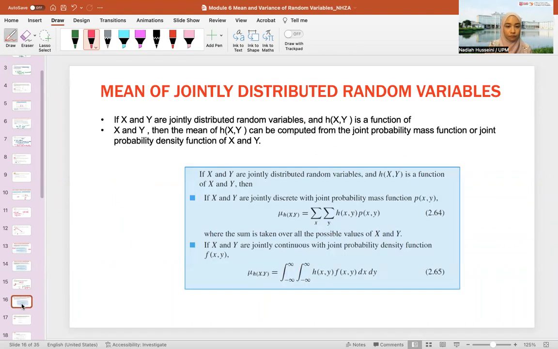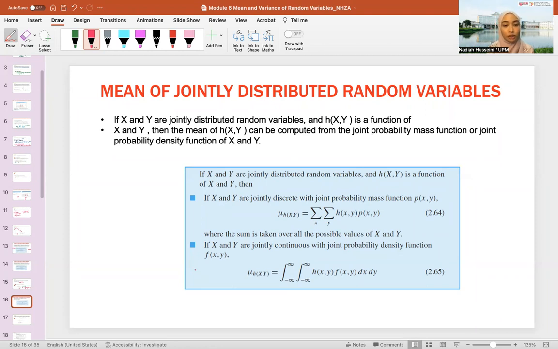Okay. So now we're going to talk about the mean of jointly distributed random variables. Previously we were talking about the mean of a function of random variable x. Jointly distributed, we already saw this earlier. When we talked about jointly distributed random variables, we were talking about the marginal probability distribution of x and of y, and it was on your exam. So I think you still remember that.